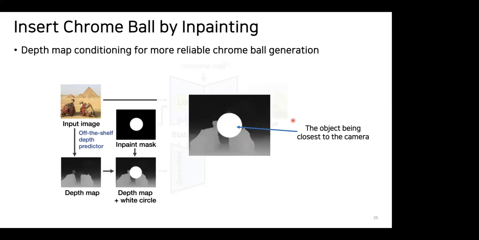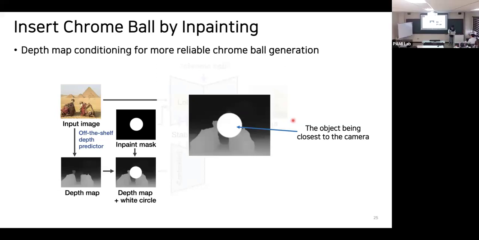Haven't they tried any kind of depths? Maybe they can use the sphere depths instead of the mask. Yeah, it could be possible, but they didn't try it.